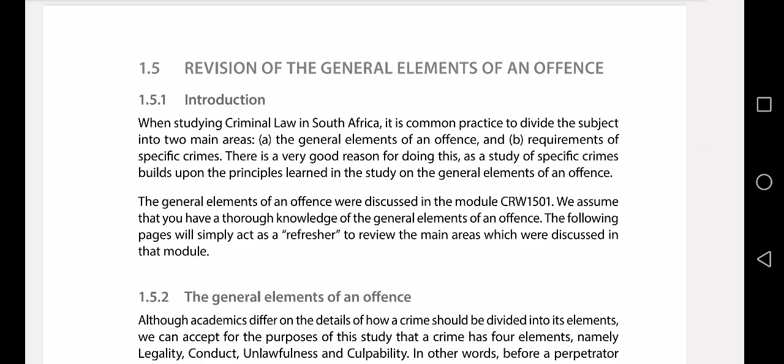Revision of general elements of an offense.